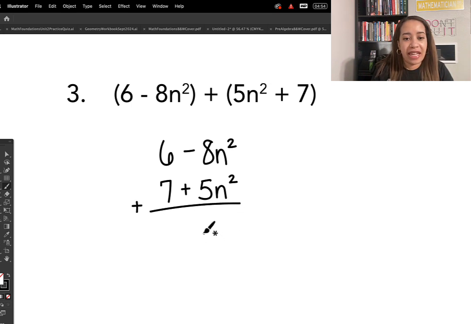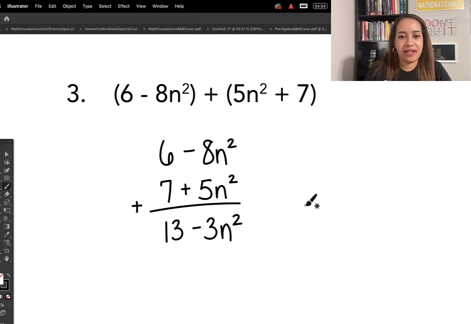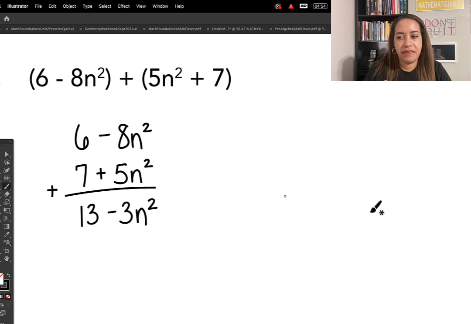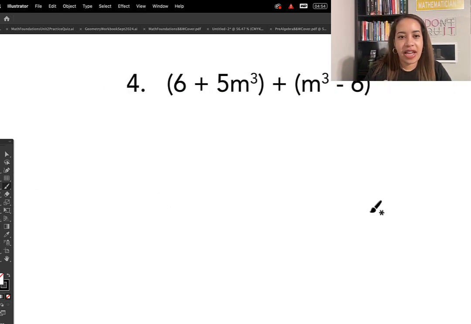Now I can add up my like terms. 6 plus 7 gives us 13. Negative 8 plus 5. Those have different signs, so we subtract the absolute values. 8 minus 5 is 3. And then our higher absolute value is negative, so we do get a negative 3. Negative 3n squared. So there's our final answer for number 3. Let's try out number 4.